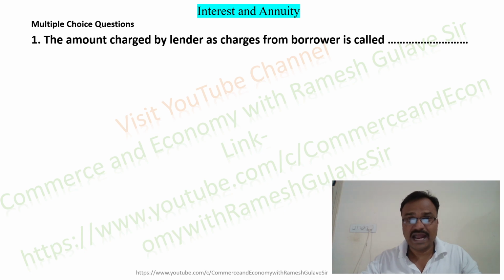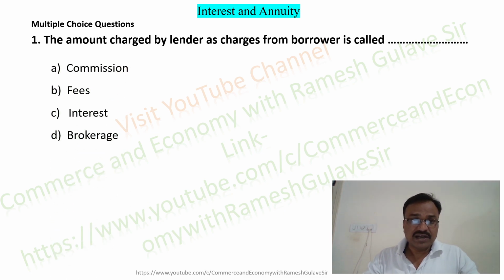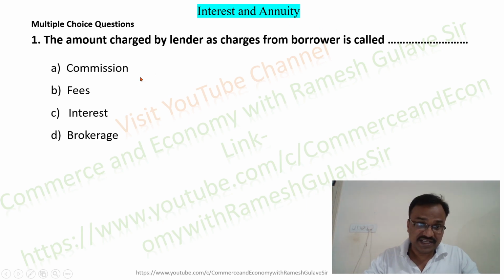Let us start with the first question and it says the amount charged by lender as charges from borrower is called, and options are commission, fees, interest and brokerage. See friends, the amount charged by lender as charges from borrower is called interest. So here option C is the right answer.